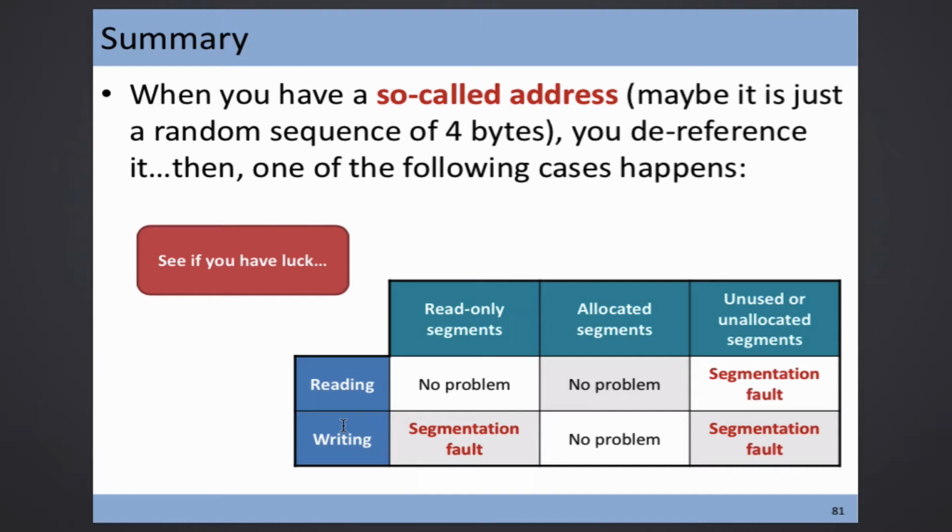We have read-only segments, okay. You read it, no problem. But write, you get a segmentation fault. Allocated segment, now depends on how much memory you have allocated. Okay, if you allocate more, you will have less chance to get a segmentation fault. If you have fewer, bigger danger. Okay, so here, of course, no matter read or write, you will get a segmentation fault in an unallocated area. Okay, that's it. Any questions?